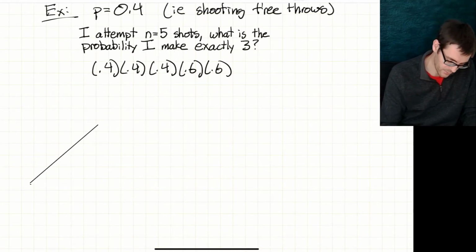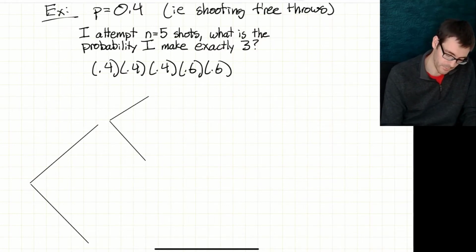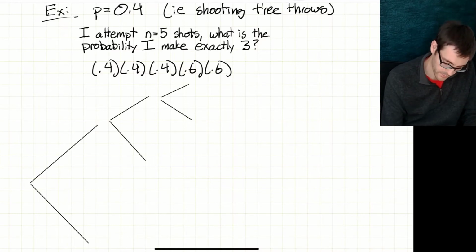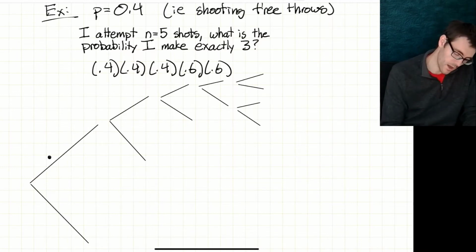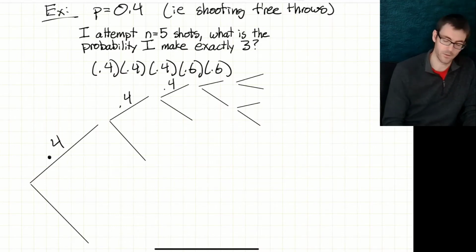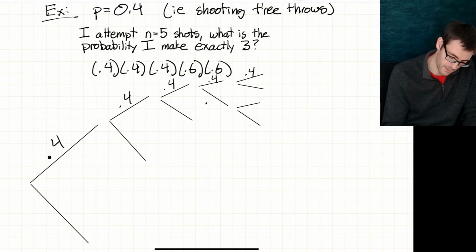So I could have my tree diagram where I make the shot versus miss the shot, and then again I make it or miss it, and then make or miss, and then one last make or miss. Let's say that the upward branch is making it, so there's a 0.4 chance of making the first shot, 0.4, 0.4. So going upwards is a success, and then downwards is a failure.